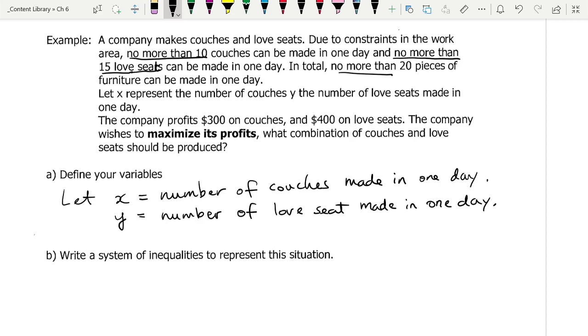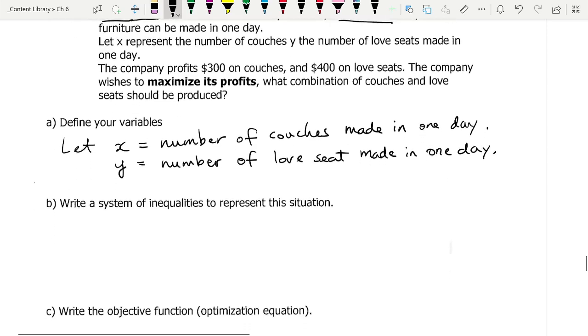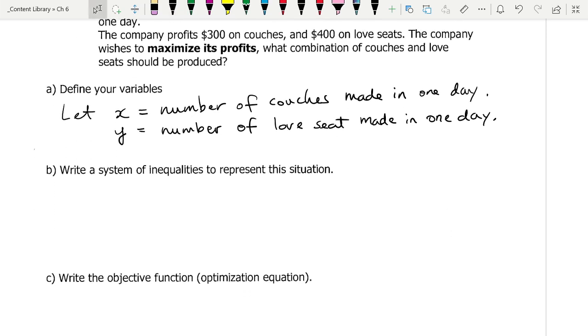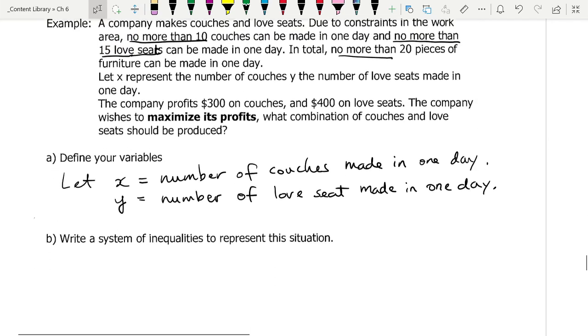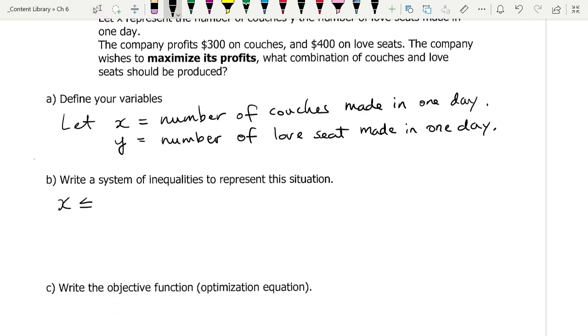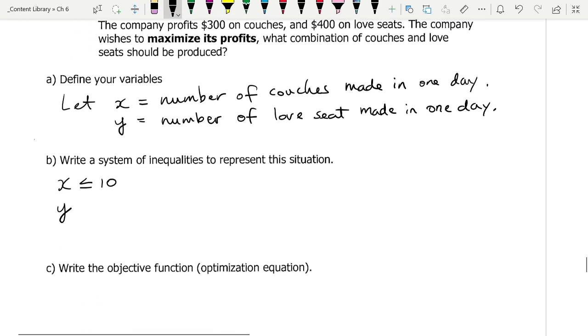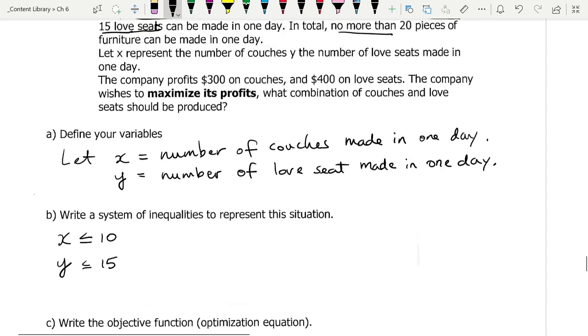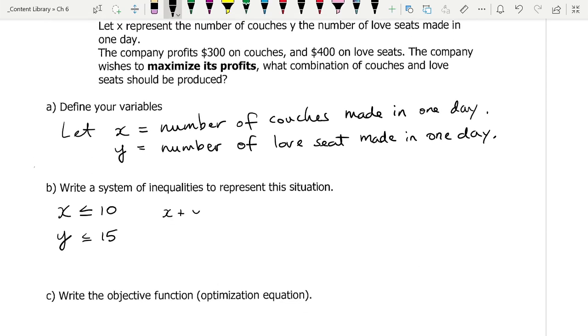Anyway, write a system of inequalities to represent this situation. All right, what are my constraints here? Well, for starters, let's go back to my words. No more than 10 couches can be made in a day. So X has to be less than or equal to 10, right? It could be 10, but no more than 10. Love seats, what was the constraint on that? 15, so less than or equal to 15. What's my constraint for the entire production day? 20. So X plus Y is less than or equal to 20.